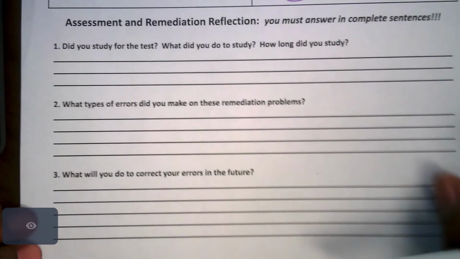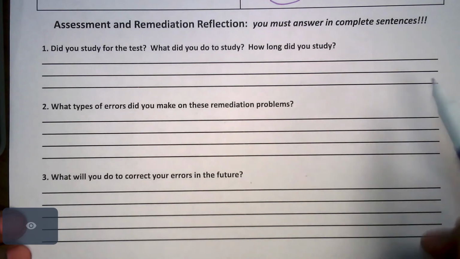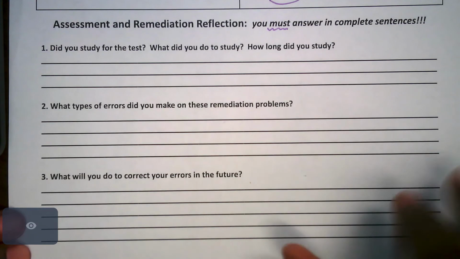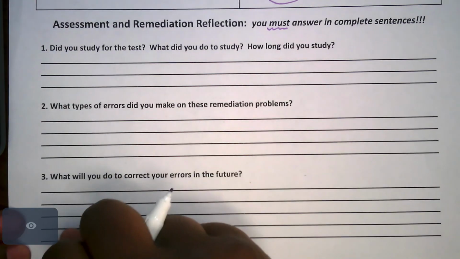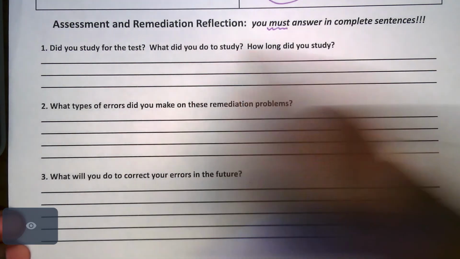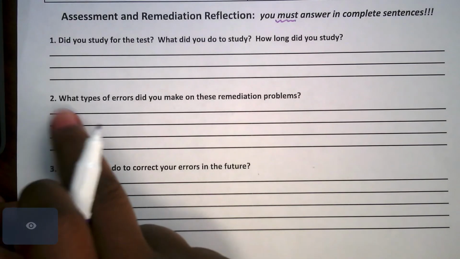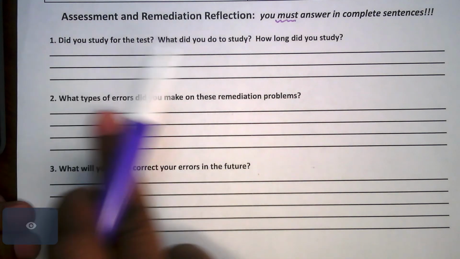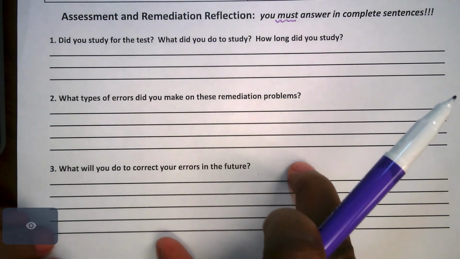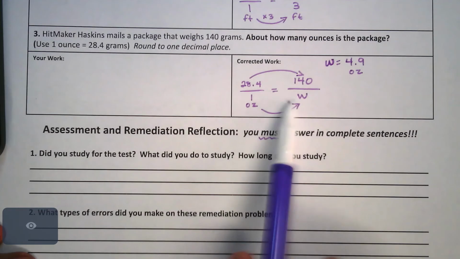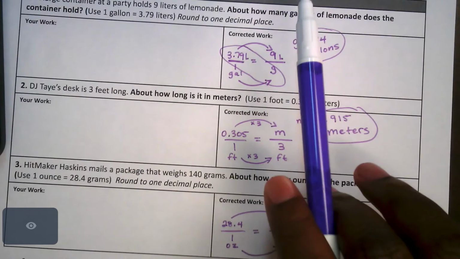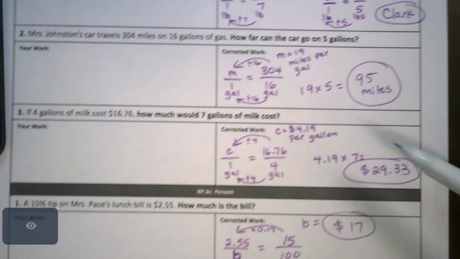This next part, assessment and remediation reflection, you must answer in complete sentences. Did you study for the test? Be honest, there's no point in lying. What did you do to study? We really would love to know what did you do to study and how long did you study? And then thinking about this remediation, and the test we're talking about is this original Unit 2 test. And then what types of errors did you make on these remediation problems? You have now gotten to see, and you saw I made a little boo-boo here, but I was able to fix it. But you have gotten to see what I did for the work for each of these problems.